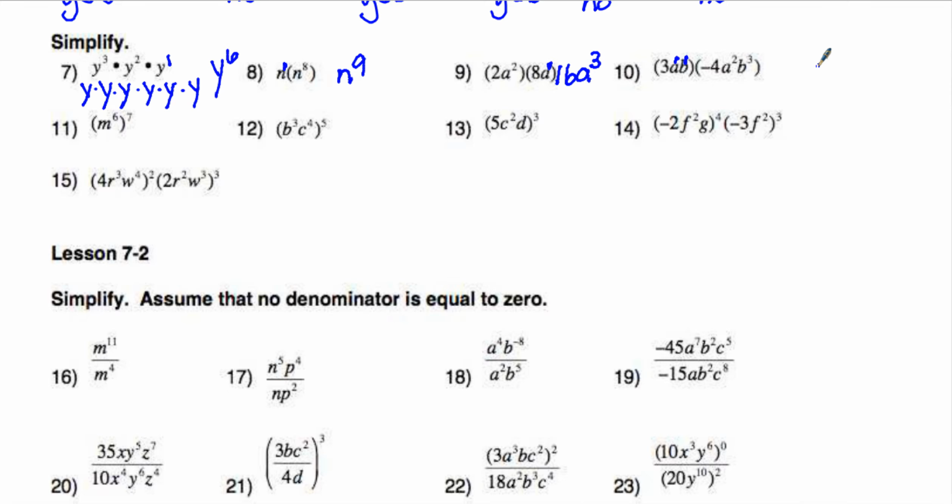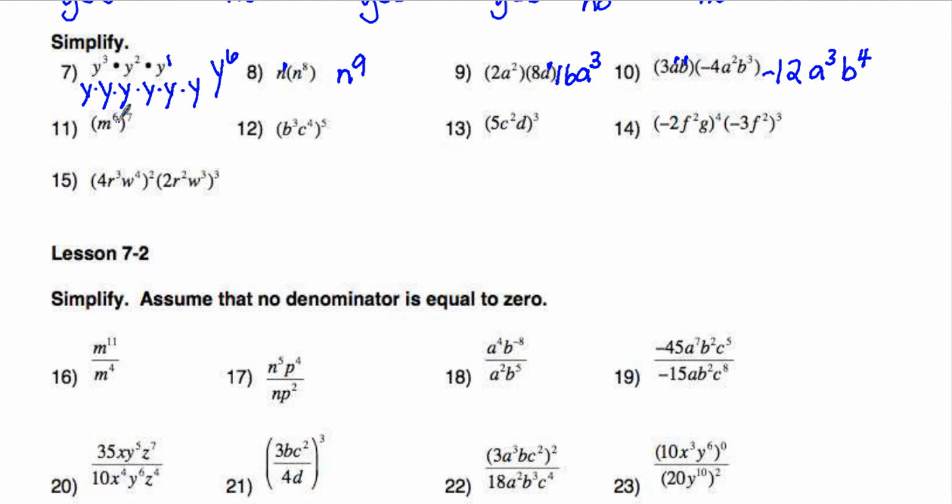Number 10, again, I'm going to take care of my exponents on my variables first. Then I'm going to figure out how many of those I have. So I have 3 a's being multiplied, so a to the 3rd. I have b to the 1st and b to the 3rd, so that's b to the 4th. So if I had expanded all those out, I would see 4 b's next to each other. And then 3 times negative 4 gives me negative 12.